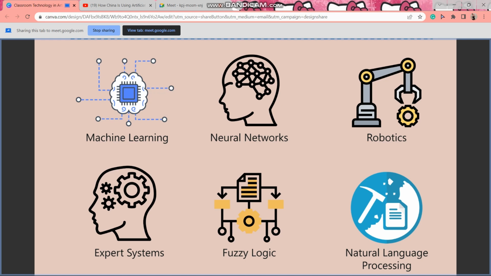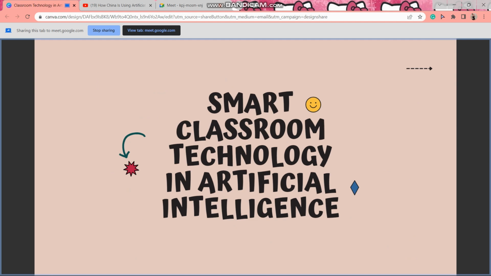And for the last one, natural language processing. NLP is the part of computer science and AI that can help in communicating between computers and humans by natural language. It is a technique of computational processing of human languages. It enables a computer to read and understand data by mimicking human natural language. And the article or the topic that we chose in artificial intelligence is the smart classroom technology in artificial intelligence.